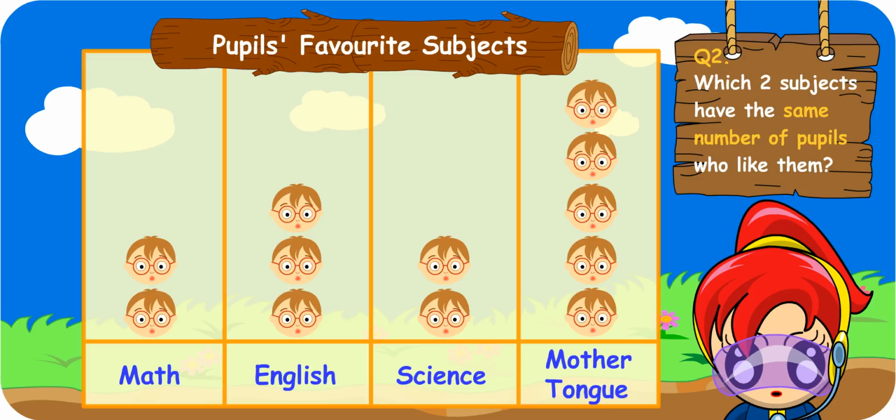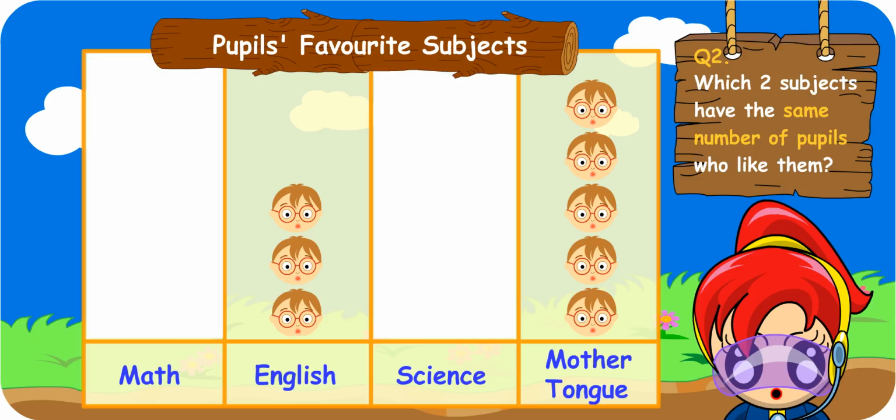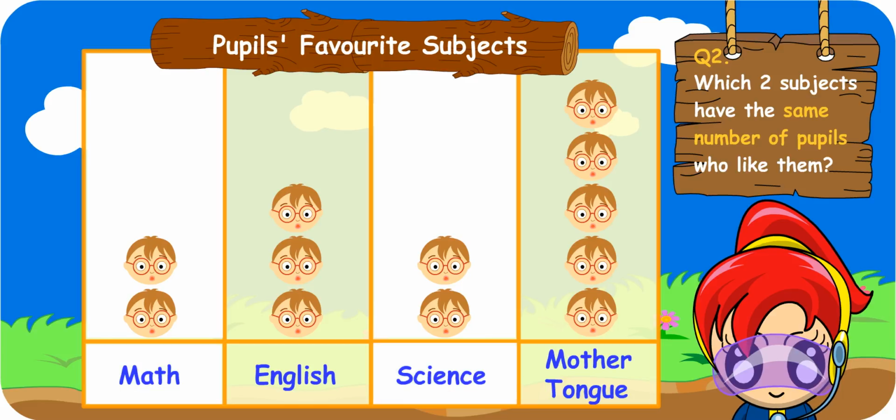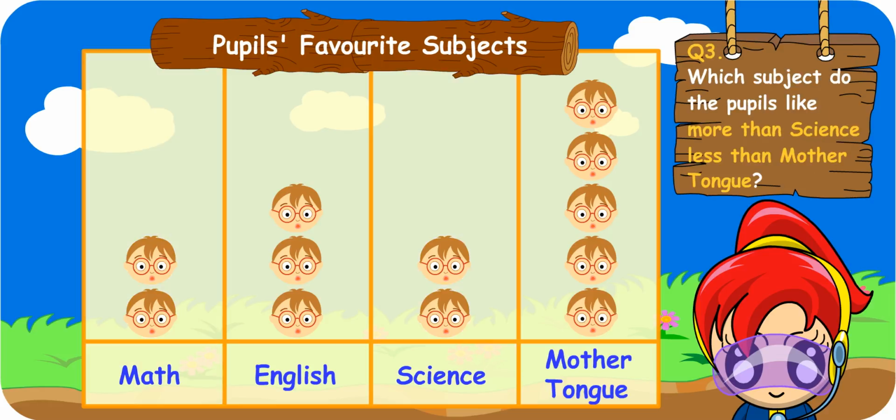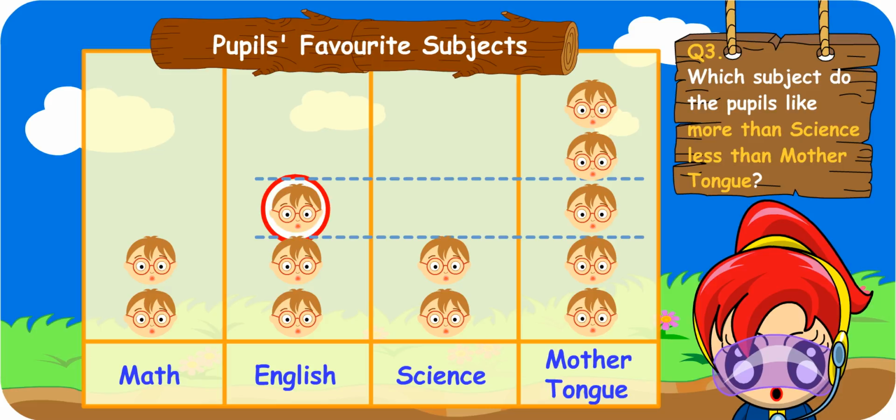Which two subjects have the same number of pupils who like them? Looking at this graph, mathematics and science have the same number of pupils. So, the answer to your question is mathematics and science. Am I right? Yes. Last question. Which subject do the pupils like more than science, less than mother tongue? It is English. There is one more pupil in that column than in science. It also has two fewer pupils than mother tongue. Thus, the answer is English.